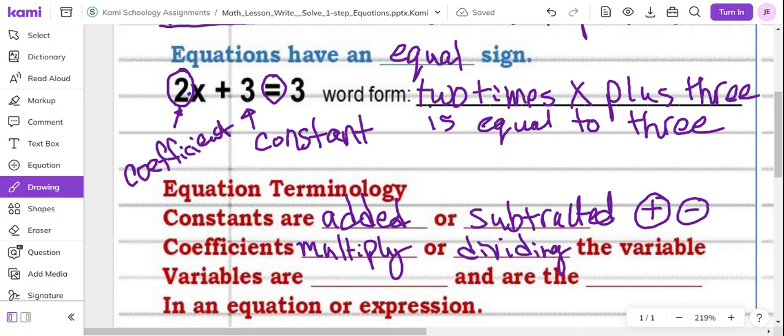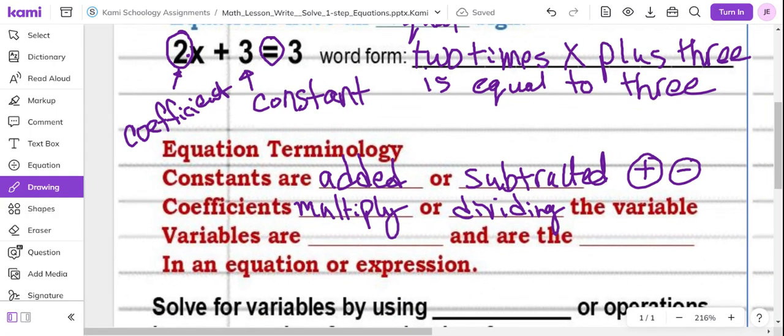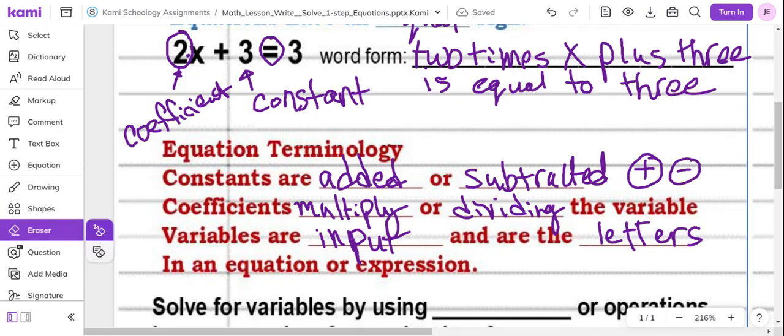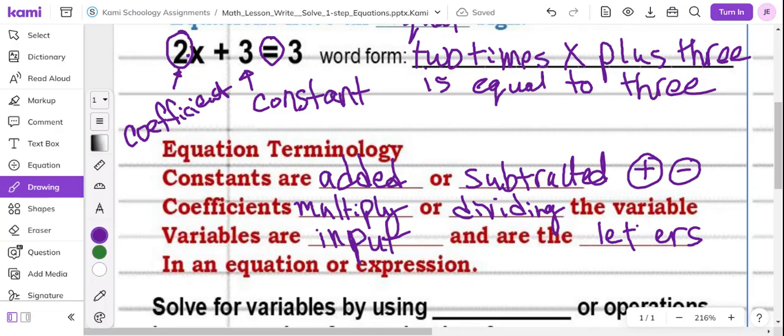So in each equation, the math that's going on is either going to be adding, subtracting, multiplying, or dividing. Now the variables are unknowns, but let's call them the input to the equation. It's what you need to put in, and they're represented by letters. They can be any letter, A, B, C, D, X, Y, Z, M, S, T, whatever letter represents the situation that you might be trying to solve.